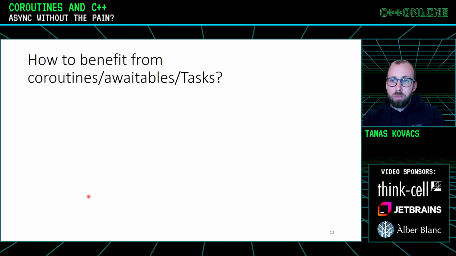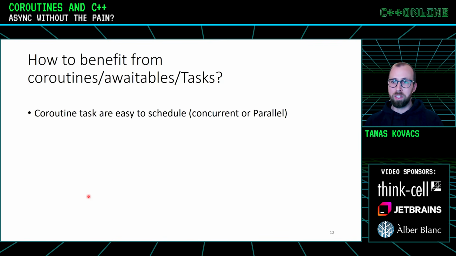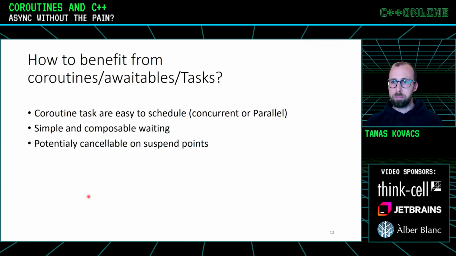But what do we actually gain from these coroutines, awaitables, and tasks? So first, the coroutine tasks are very easy to schedule, whether that's concurrent or parallel execution, you name it, it doesn't really matter. The suspension points give us the natural place for cancellation, which is extremely hard to achieve with completion callbacks.